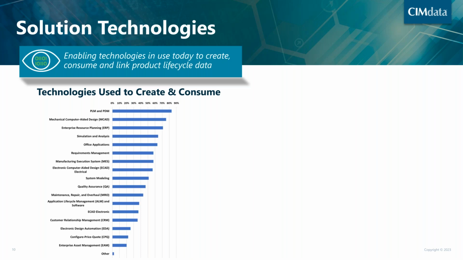Mechanical CAD was another one that came up. You can see about 75% mentioned that one. ERP, again, we're talking about life cycle here, so not just product development but through life, simulation analysis, office automation applications, and so on.